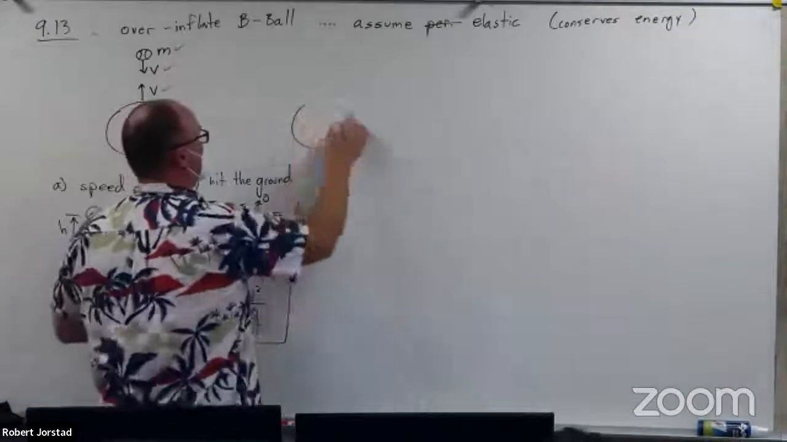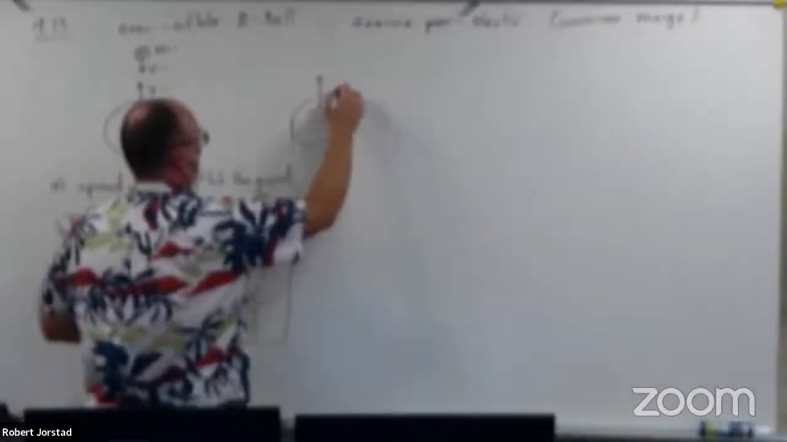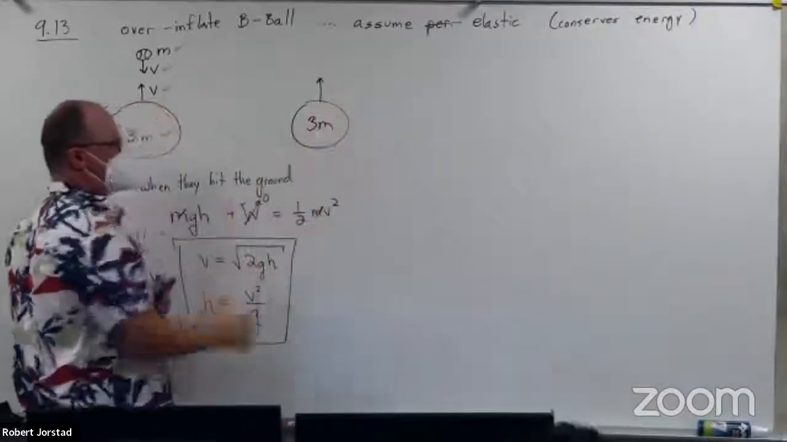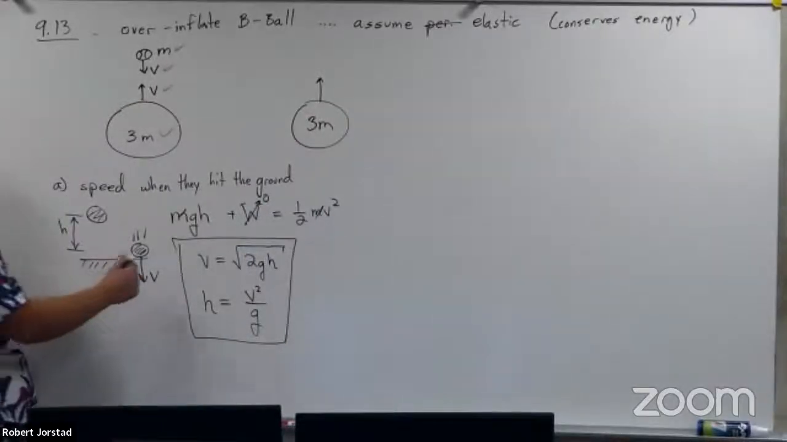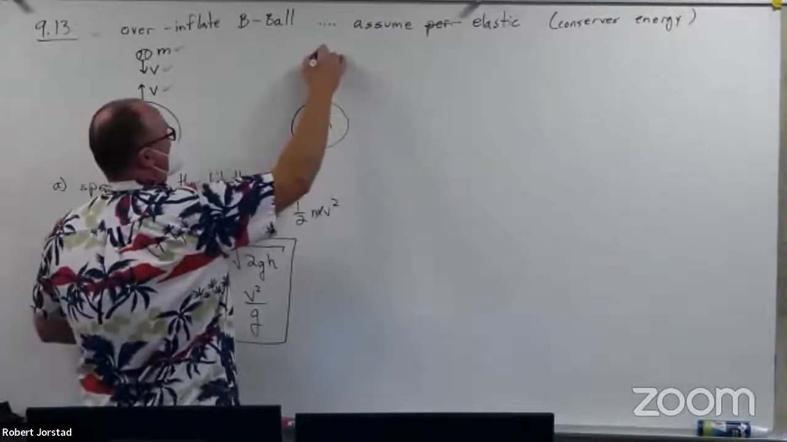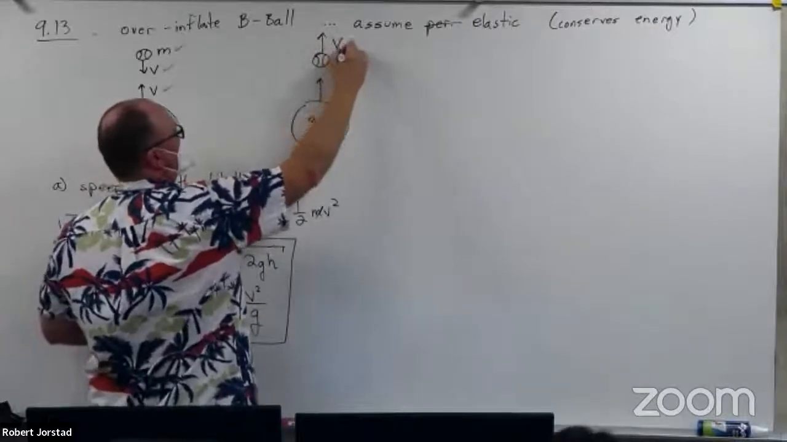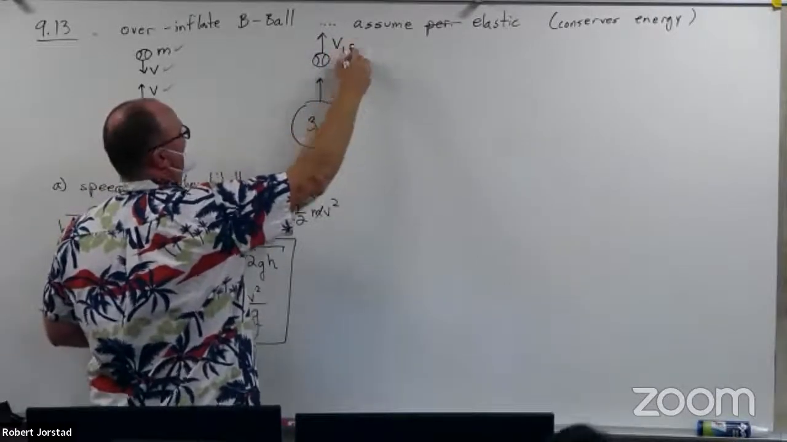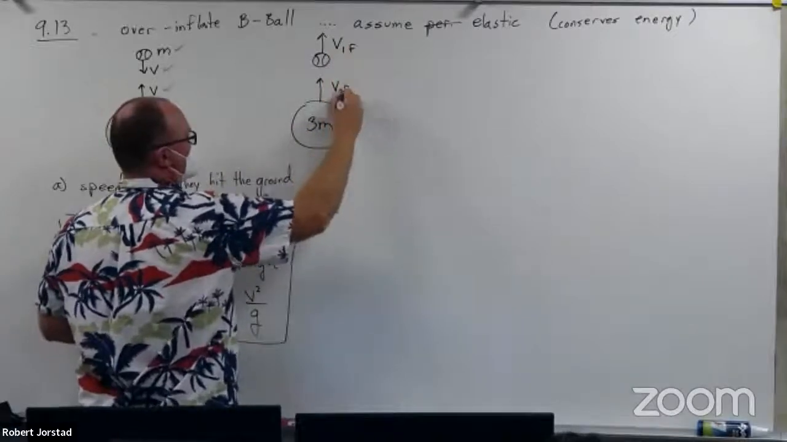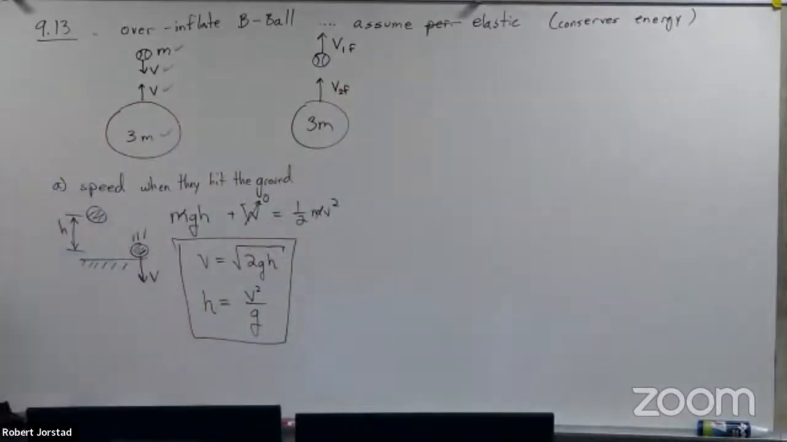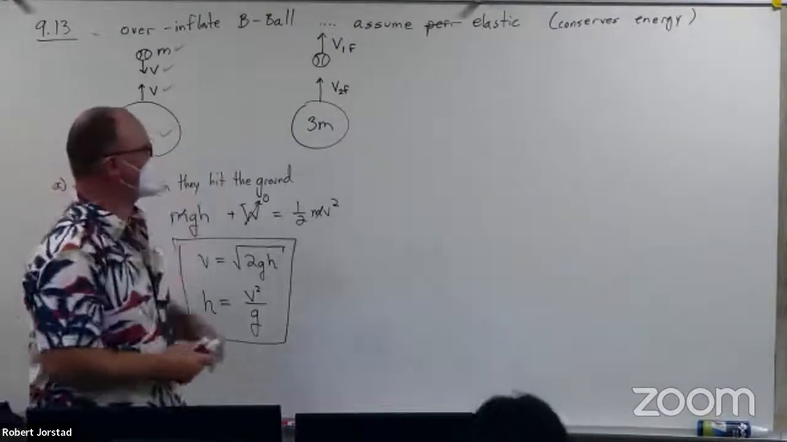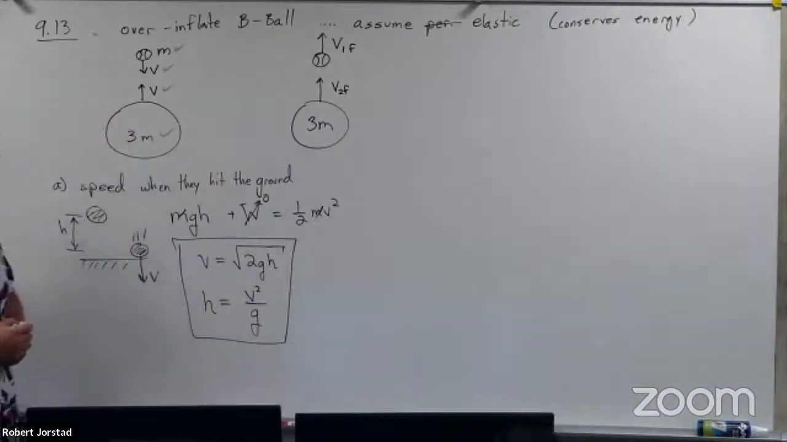Afterwards, this is the bigger object. We might expect it to keep trucking along. This is the smaller object, and we're probably going to expect that one to go upwards. I'll call this one v1 final, and this v2 final. I suppose I could call it v3 final, but whatever. Objects 1 and 2. It's elastic. There's a collision.